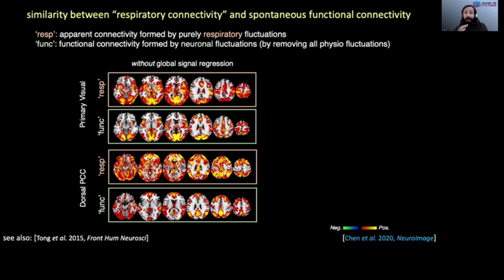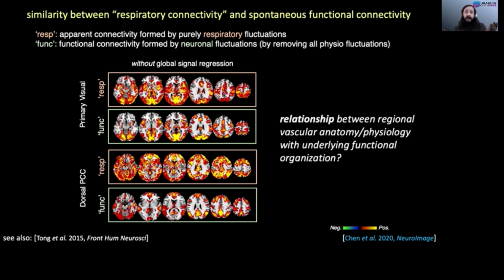It may be tempting to conclude that some aspects of functional connectivity could be a physiological artifact, but I don't think that this is the case. In fact, the lesson here may be more subtle than this. It may just be that there is some relationship between the regional vascular anatomy or physiology with the underlying functional organization. And recent intriguing data from Molly Bright and Kevin Murphy further suggests that the vascular anatomy in some way reflects the underlying neuronal function, which is a cool hypothesis and consistent with our results.